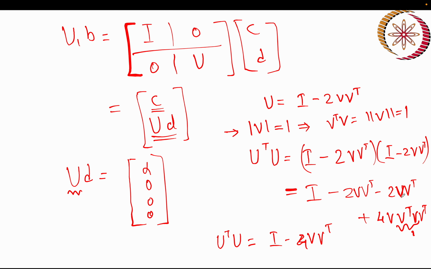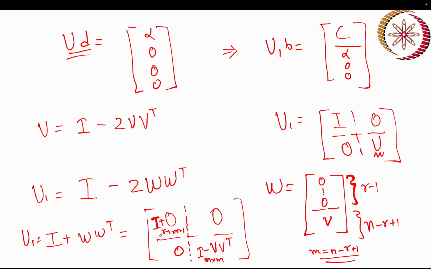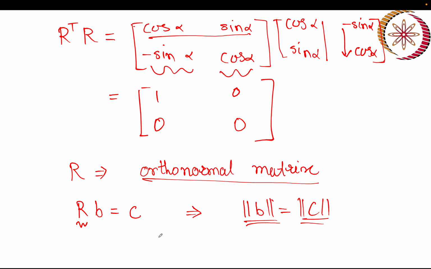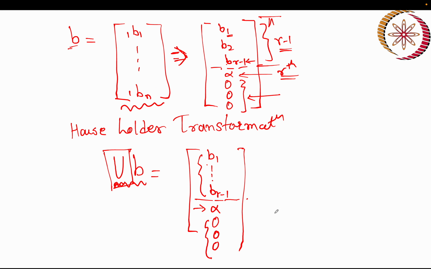So u transpose u will be I minus 4 v transpose plus 4 v transpose. Everything is v here, no u on the right side. So this term will get cancelled, and we get I. So you can see that u is orthonormal. If you remember, I just showed that for rotation matrix, which was an orthonormal matrix, the length was not changed. That's why I discussed this rotation matrix here.